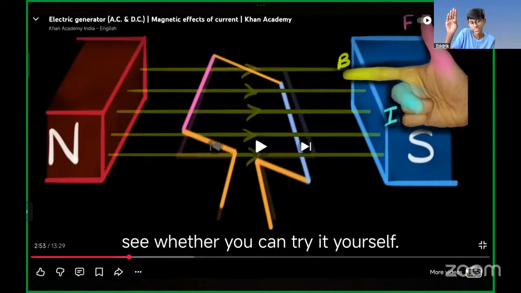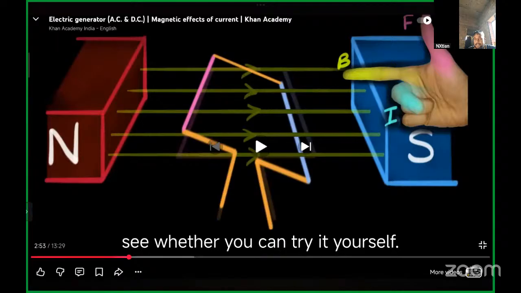Sir, I have a doubt, sir. Yes. So Fleming's right-hand rule, why does it say you have to use your right hand to do this Kathakali dance? But that day you said left hand.